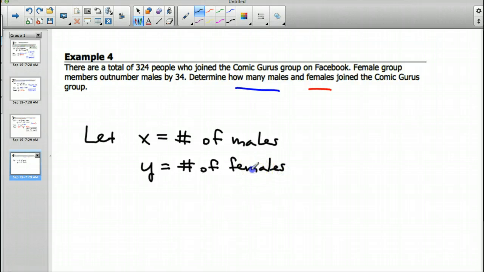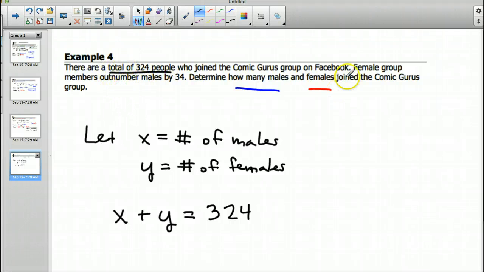And this one's a little bit similar to the last problem, except we don't have money for this one. We're given two pieces of information. We're given the total number of people, so I can write one equation as my total number of people. If X males went and Y females went, X plus Y should be equal to the total, which is 324. So that can be one equation for this part right here.